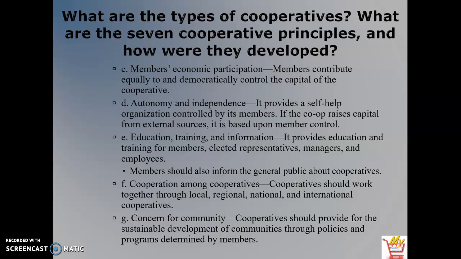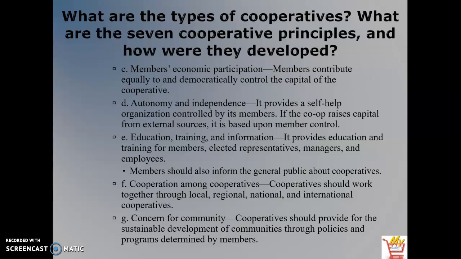The sixth one, cooperation among cooperatives. So basically, cooperatives should work with other cooperatives together through the local, regional, national, and international levels. So you should reach out and try to work with other cooperatives to work towards common goals.